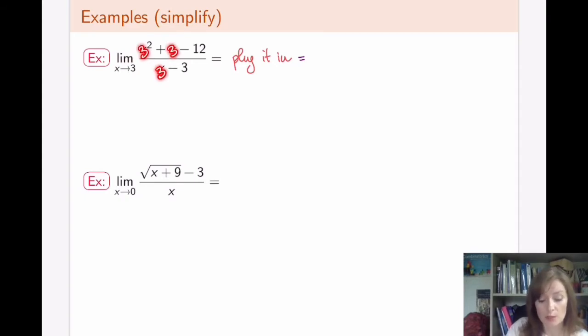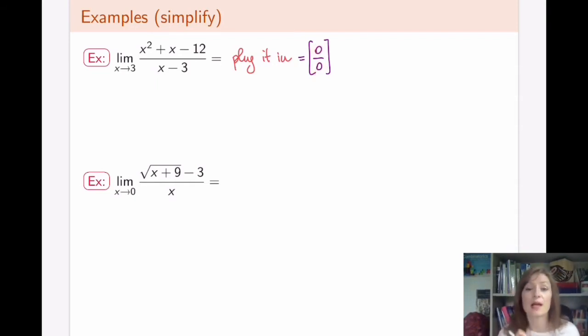3 squared is 9, 9 plus 3 is 12, minus 12 is 0, so the top is 0, and then the bottom is 3 minus 3, so also 0. Well, that's an issue. Now, I'm going to put this in square brackets because this isn't really quite the number that I'm actually computing, right? I'm not really supposed to be plugging in 3. A limit is what happens around 3. So this isn't really 0, it's a number close to 0, and I have no idea how close it is. In particular, I have no idea how close it is with respect to this other 0. I don't know what the relationship of these two zeros is. Is the top number much bigger than the bottom number or the other way around?